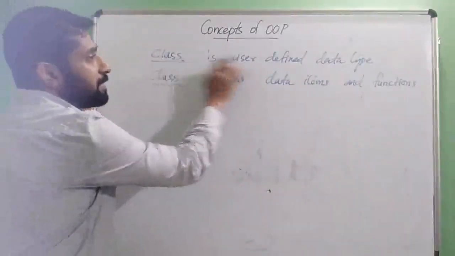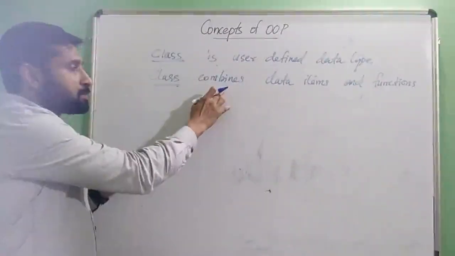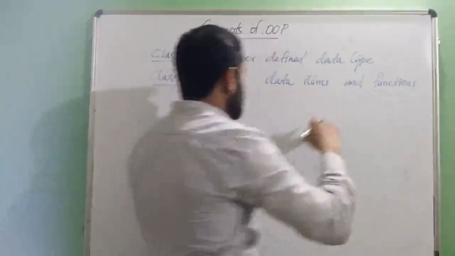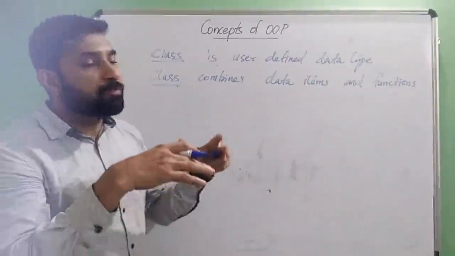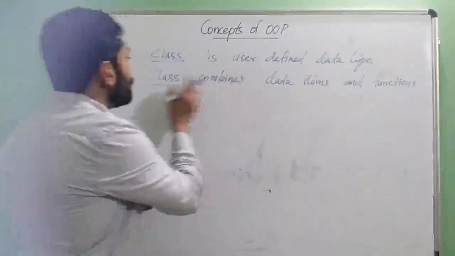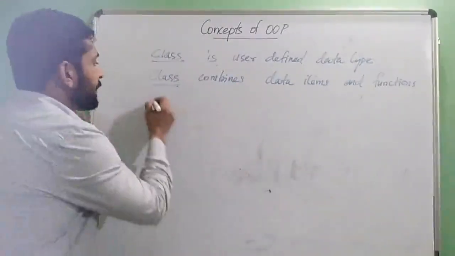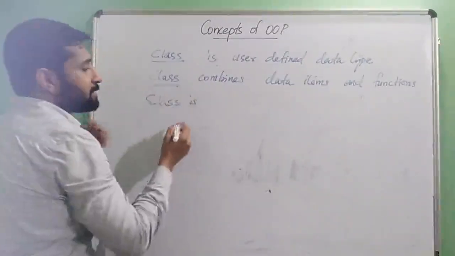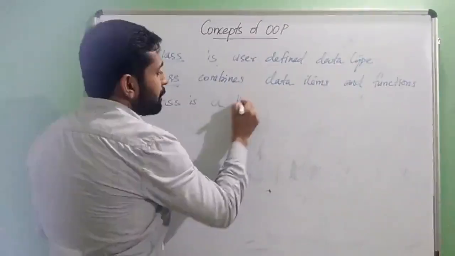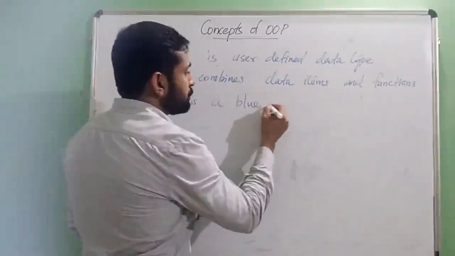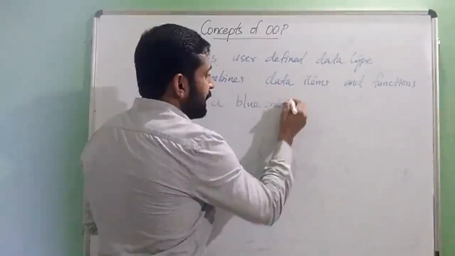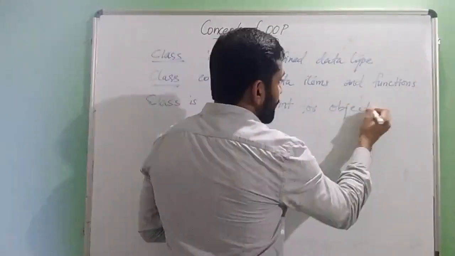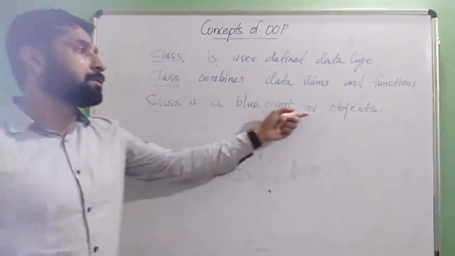The first thing is, a class is a user-defined data type. What are the things that a class contains? A class contains data items and functions. So these data items and functions are together combined with the help of a class. Now we can say a class is a blueprint for objects.